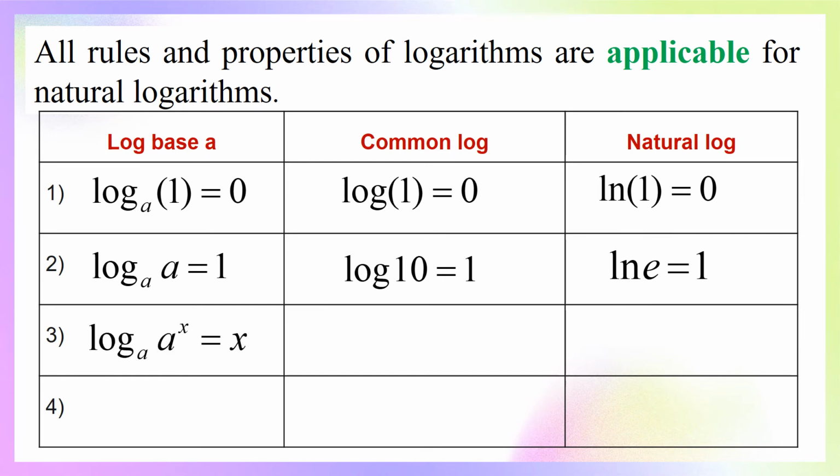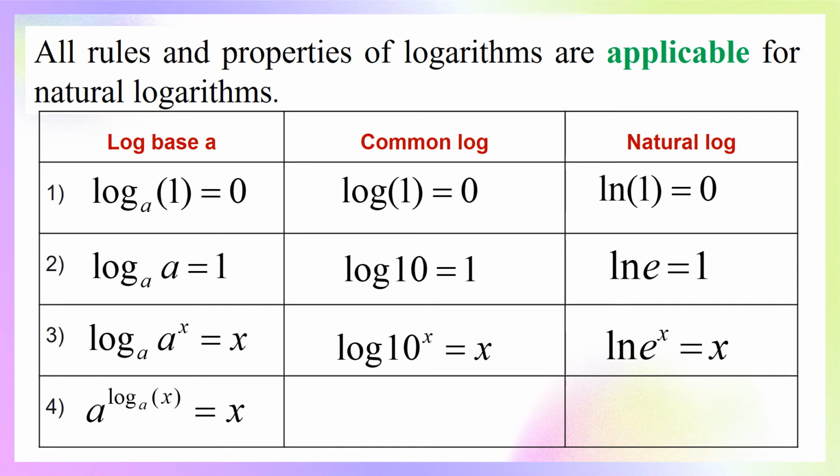For log a to the power of x to the base of a is equal to x. For common logarithm, log 10 to the power of x is equal to x. For natural logarithm, ln e to the power of x is equal to x. And then a to the power of log x to the base of a is equal to x. For common log, 10 to the power of log x is equal to x. And for natural logarithm, e to the power of ln x is equal to x.